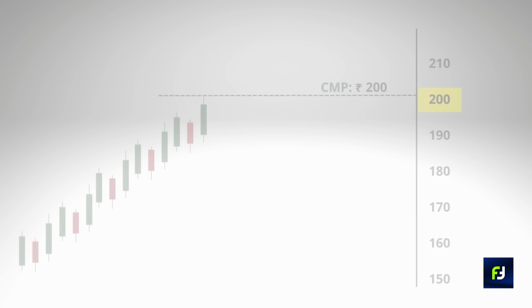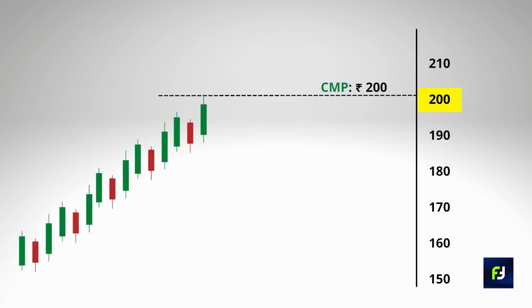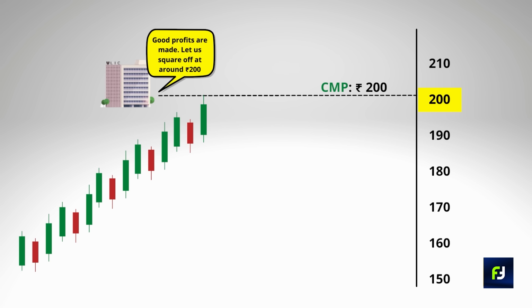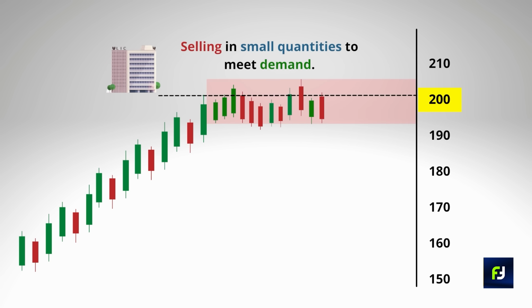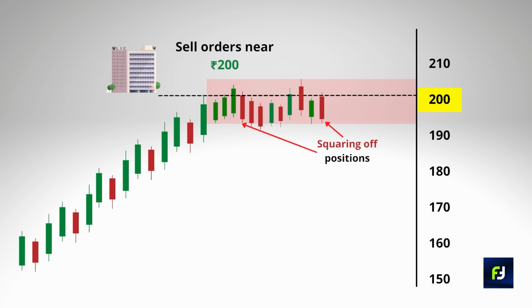Now moving on with the same example, the price rallied from 100 rupees to 200 rupees in a matter of months. This is when the institution thinks of squaring off their position or selling the stock to make a profit. They do this by placing a large number of small sell orders so that the supply meets the demand. Or in other words, they ensure that there are enough buy orders at the same price at which they want to sell so that the profits are not reduced.